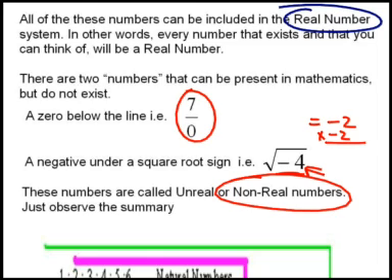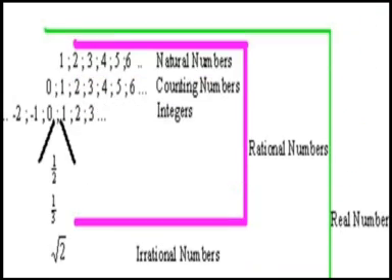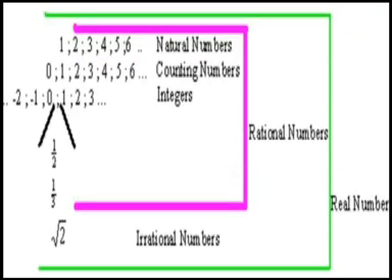Everything that exists, fractions, integers, the whole works, plus the two types of numbers that do not exist, are then called the non-real and the real number system. And then there's just a summary for you. The natural numbers, we started 1, 2, 3, 4, etc. Then we added the 0, it became the counting numbers. Then we added all the negative numbers, it became the integers.